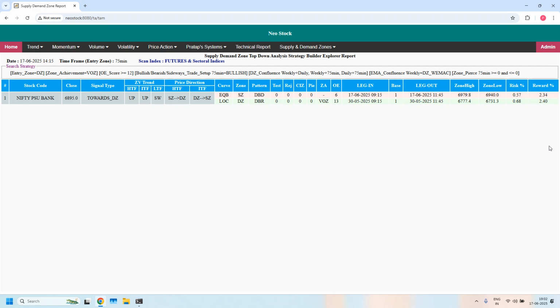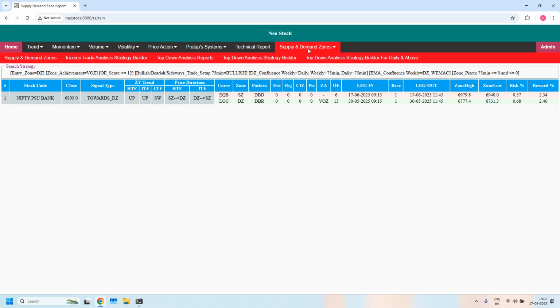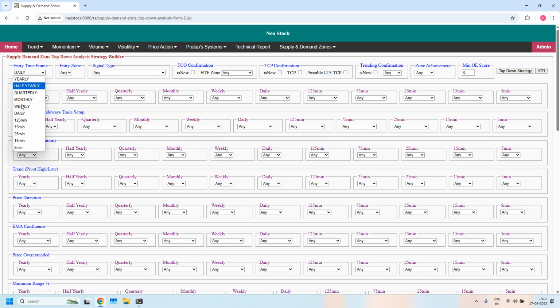Okay, this is about bullish trade setup for weekly income trade. Next, bearish trade setup for weekly income trade. Entry time frame 75 minutes, entry zone, supply zone, bullish or bearish at 75 minutes. I am selecting bearish. Zone achievement violated, opposing zone, minimum odd and enhanced score is 12.